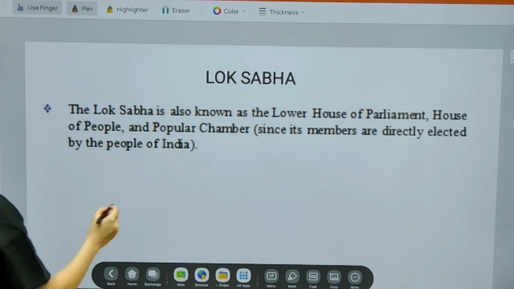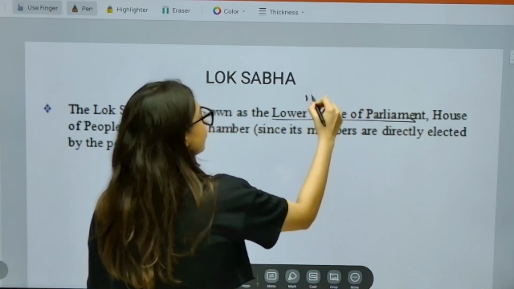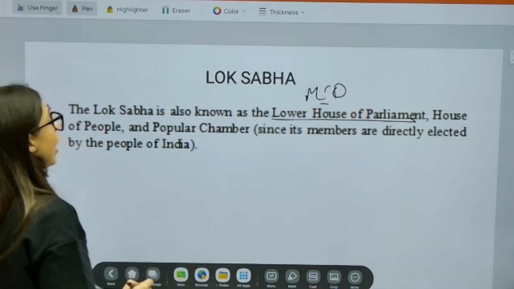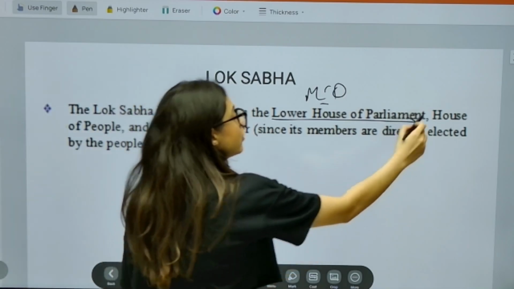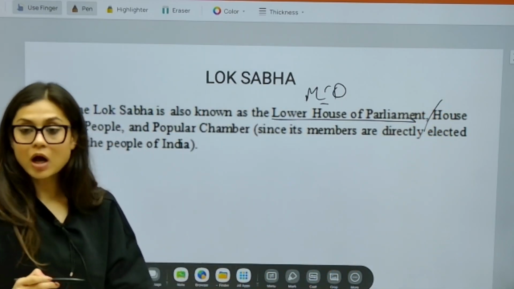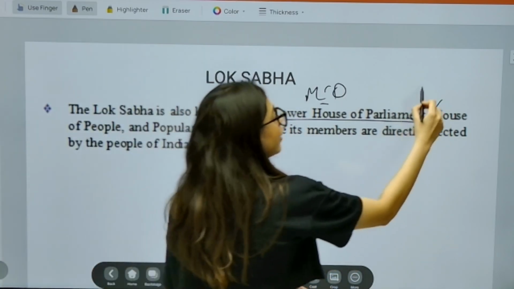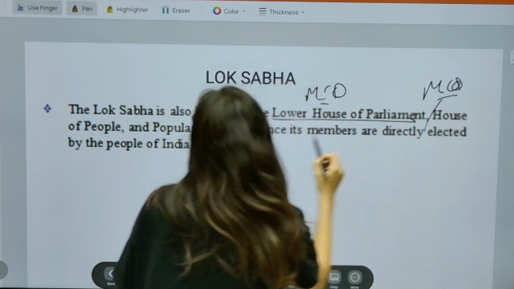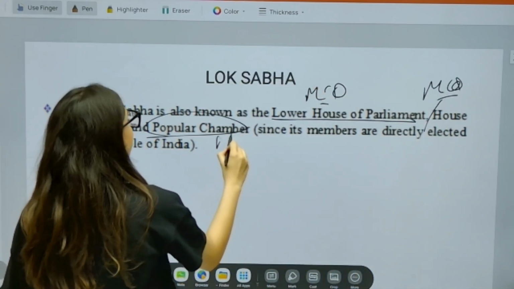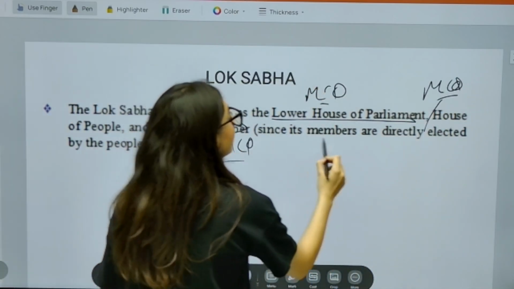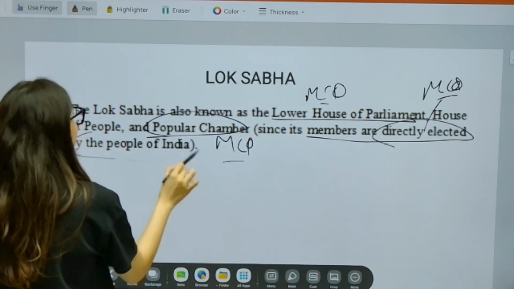Lok Sabha is known as the lower house of the Parliament, MCQ number 1, or House of People. So which is the House of People? House of People is Lok Sabha again, MCQ number 2. And Popular Chamber, MCQ number 3. Why popular chamber? Because the members are directly elected by the people.